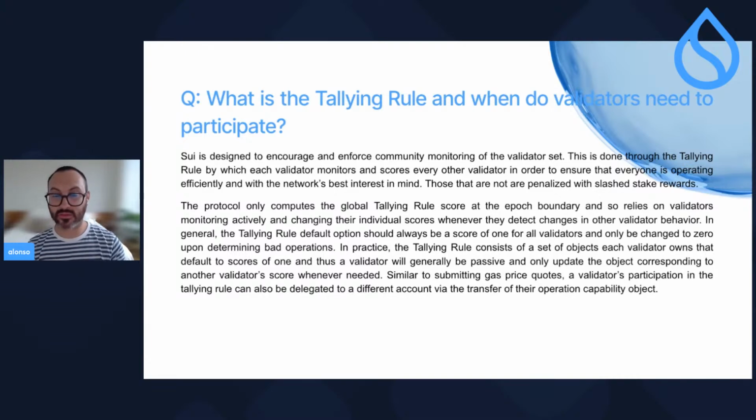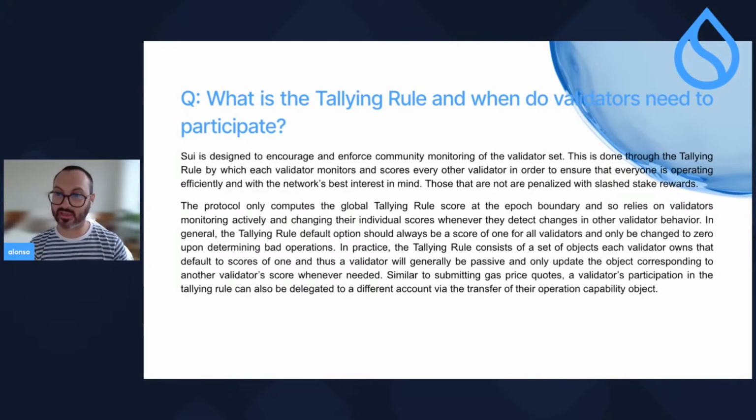Now, the tallying rule is something to encourage good behavior across the validator set. It's currently mostly enforced through the social equilibrium because validators literally need to vote in order to enforce it. But in the future, it's likely that this will be upgraded into a more automatic process in which the network itself can monitor certain metrics at the validator level. And if any validators start falling behind across critical operational metrics, then those validators will have their stake rewards slashed.